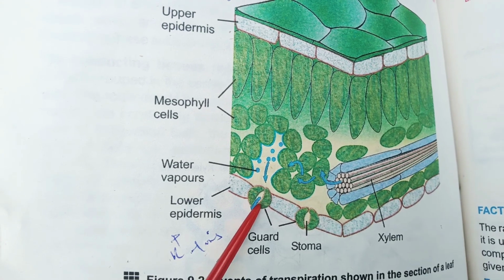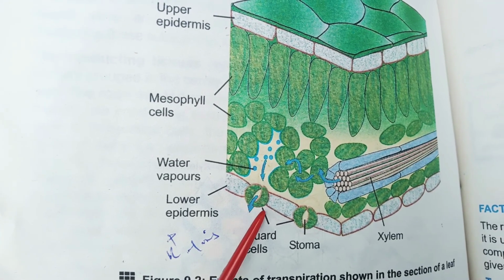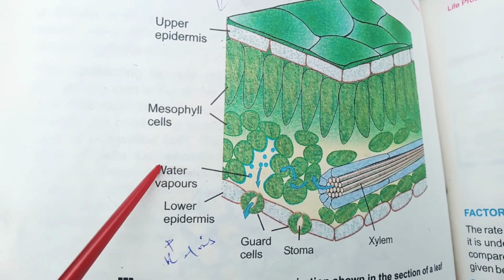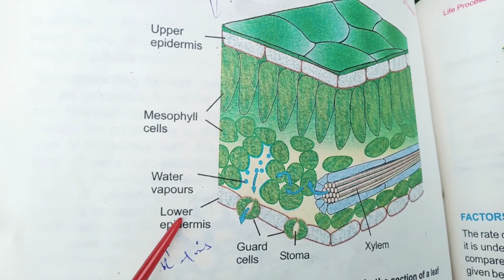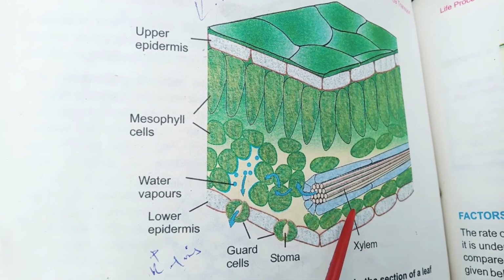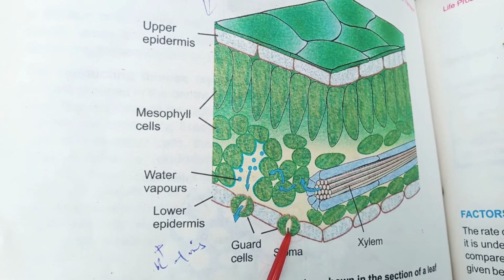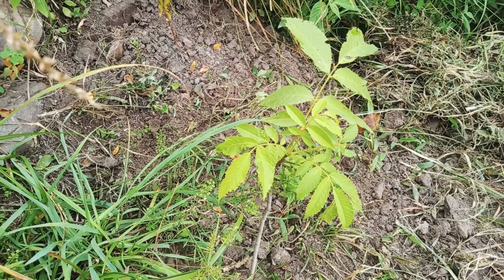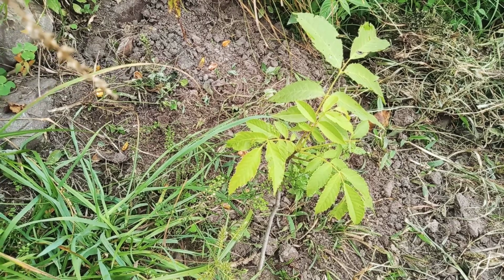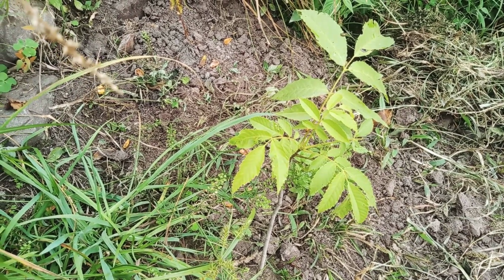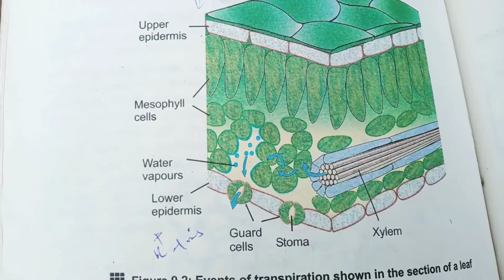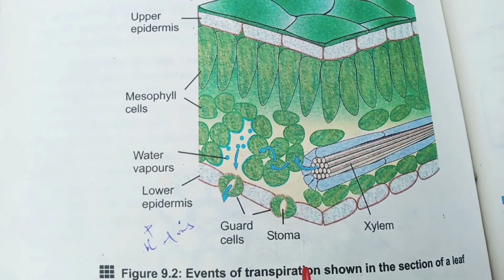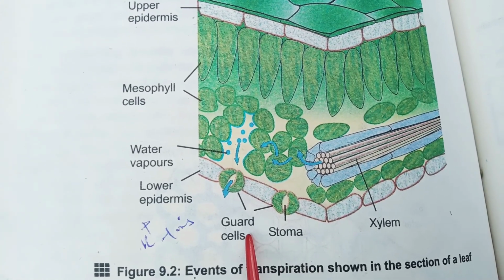toward this stoma. And here are the guard cells. This is upper epidermis. These are mesophyll cells. These are water vapors. This is lower epidermis, and this is xylem. This is stoma, and these are guard cells. During daytime, most plants keep their stomata open and close them at night. It is the responsibility of this stoma to regulate transpiration through the actions of guard cells.